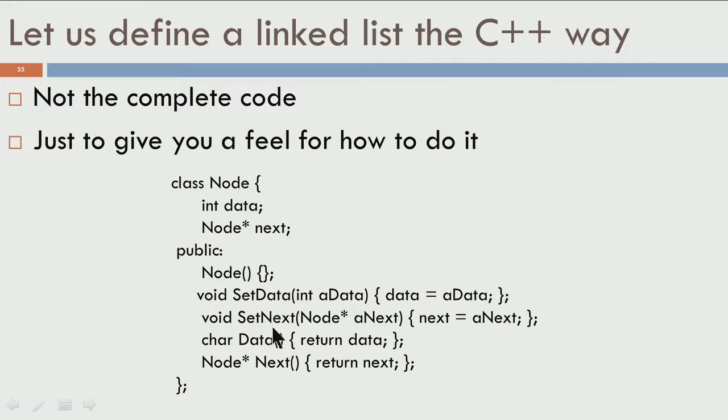You have set data and set next, which will let data and next to be changed, and we have data and next which will do the get. So, these two methods give you get, and these two methods give you put access to node, right. So, you are allowed to change with these two, and you are allowed to read using these two, and there is another method called node, which is the constructor for class node. This is not doing anything.